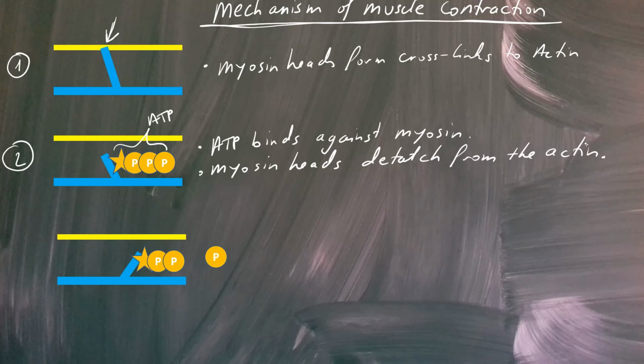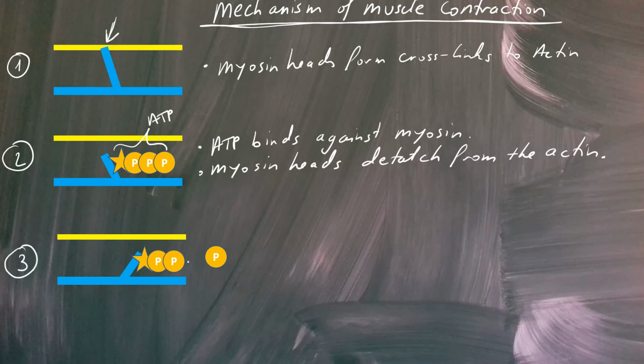So the myosin can bind either ATP or actin, but not both. And when the ATP binds, then the myosin head goes away. So, number 3, just look at the drawing over here.